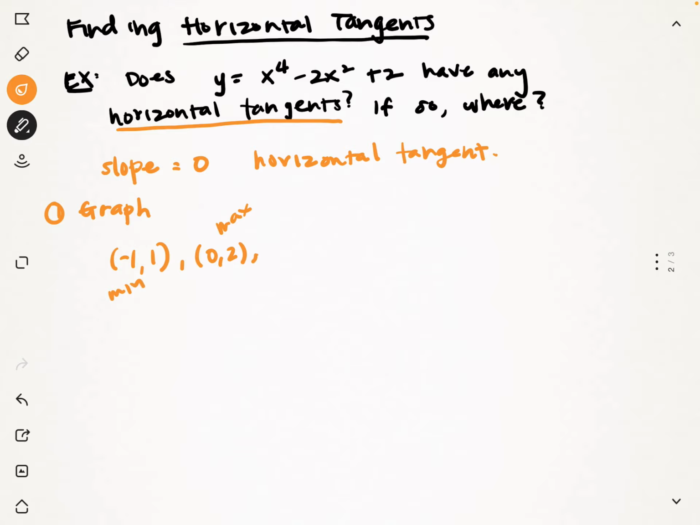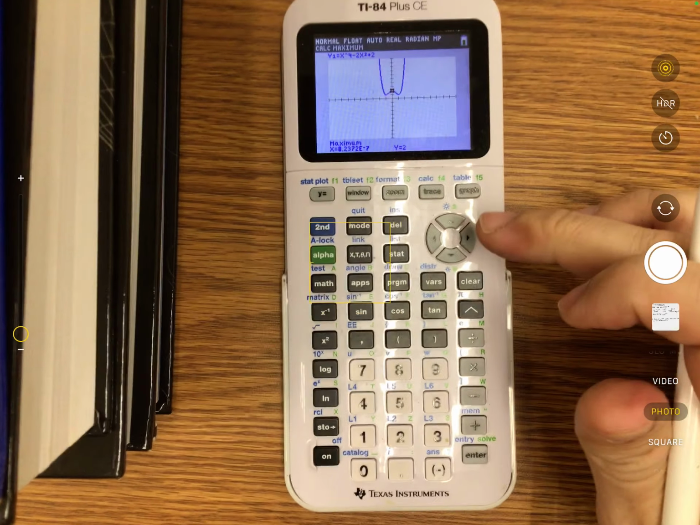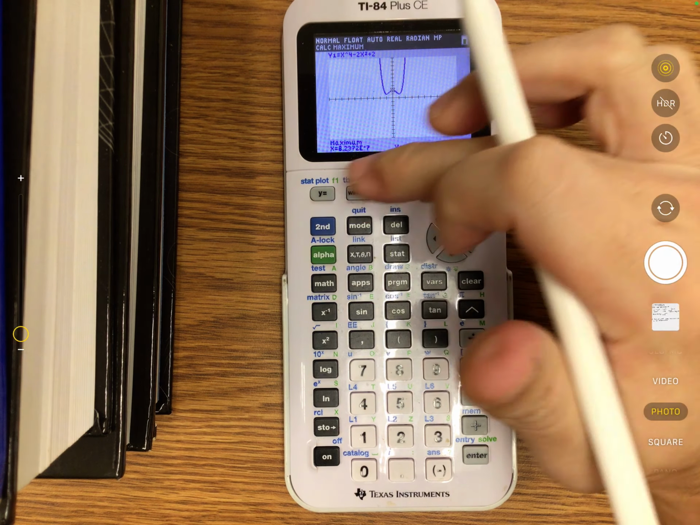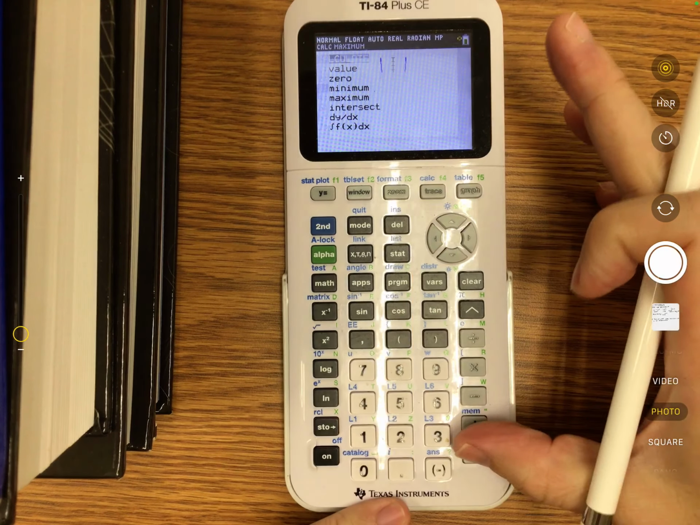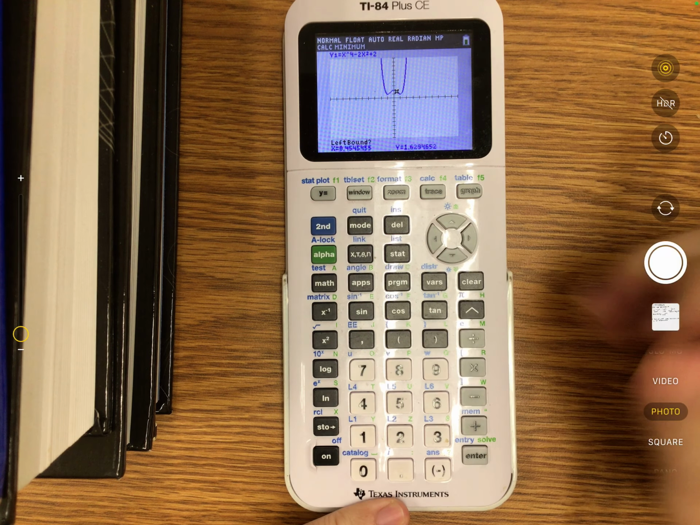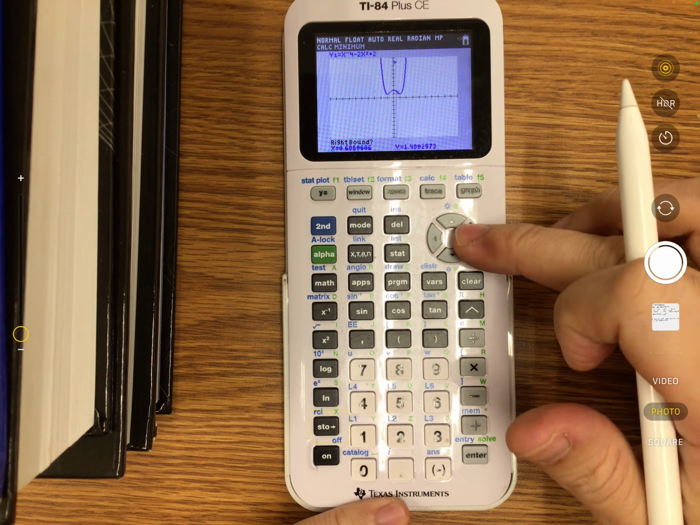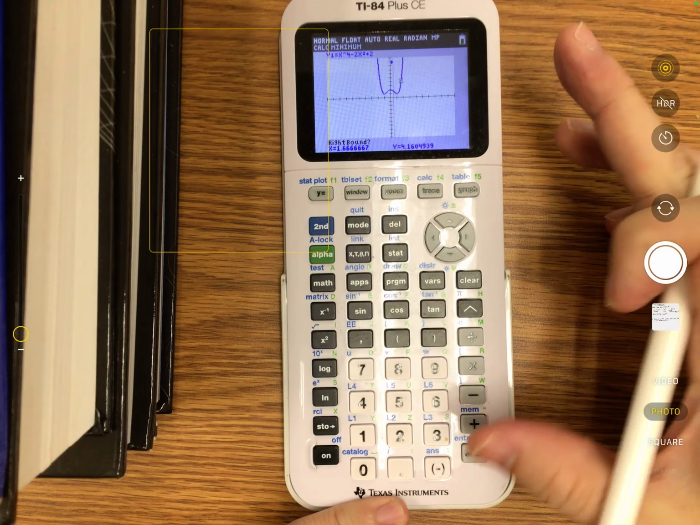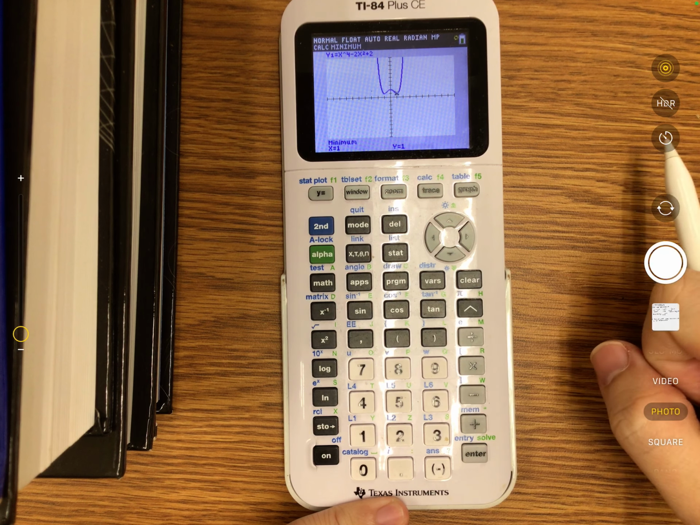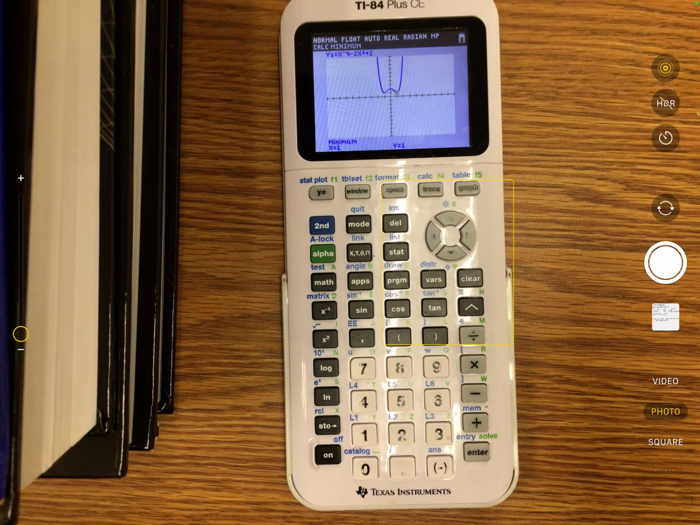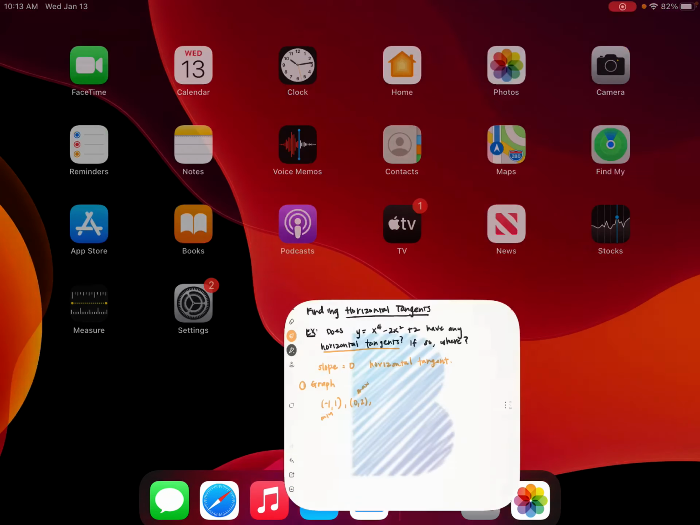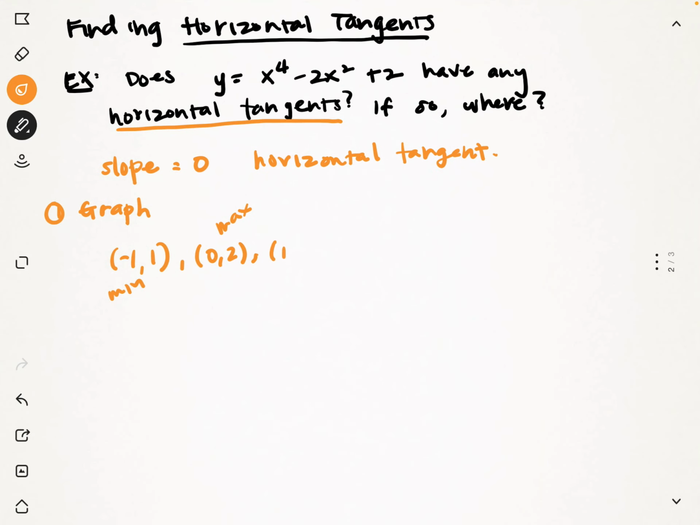And then we have one last one that we're going to find. That's a minimum over here, so we're going to calculate the minimum value. I'm going to set up our boundaries again, one to the left and one to the right of that minimum point. It's going to guess, and this time it gave us the exact answer, 1, 1. So that's awesome. And then 1, 1, which is a local min.